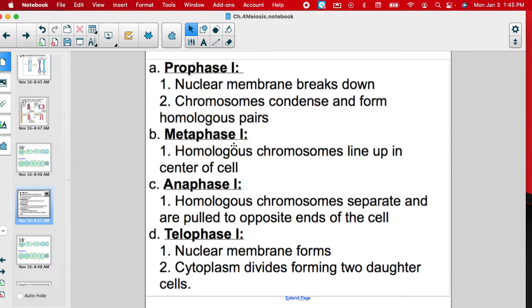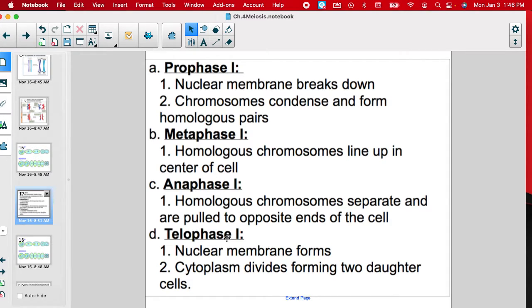Then metaphase 1, middle, those homologous chromosomes line up in the center of the cell. Then we enter anaphase 1. The homologous chromosomes separate and are pulled to opposite ends of the cell. So now our homologous pairs are pulled apart.